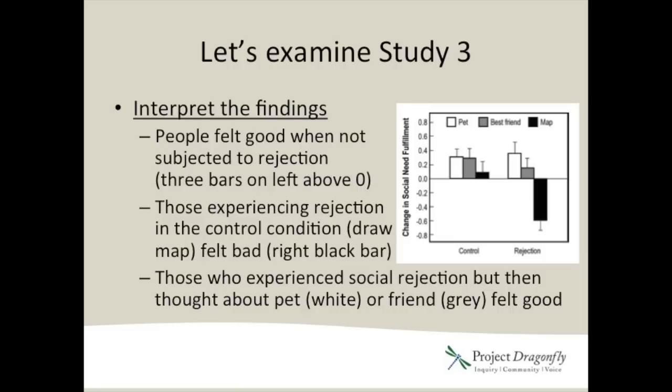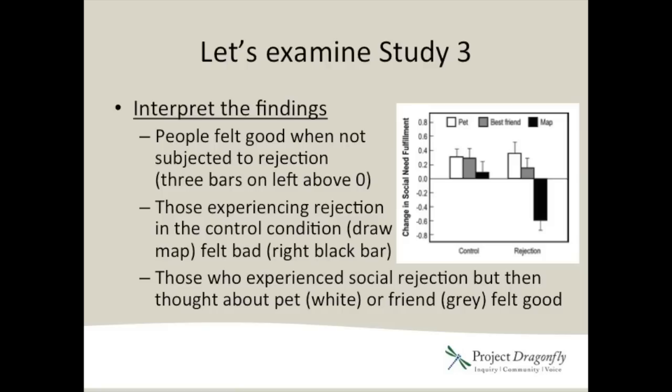The first outcome is this. People felt good at the end of the experiment compared to the beginning when they were not socially rejected. If you look at the 3 bars on the left side of this graph, the people in the control condition, these are the people who did not feel social rejection, and their feelings at the end of the experiment were relatively positive compared to the beginning. The y-axis here shows a different score about their social needs fulfillment at the end compared to the beginning. Larger scores mean that they felt relatively good at the end of the experiment.